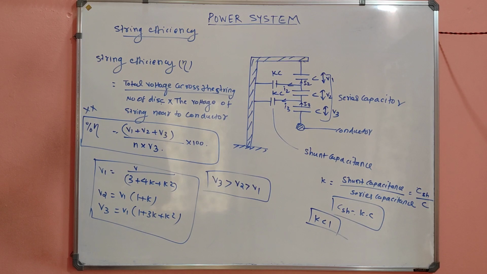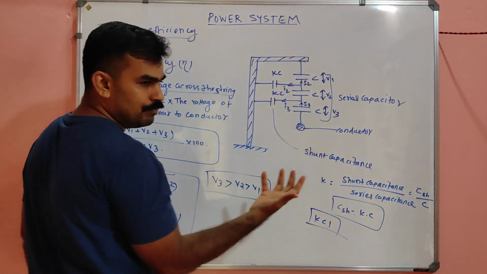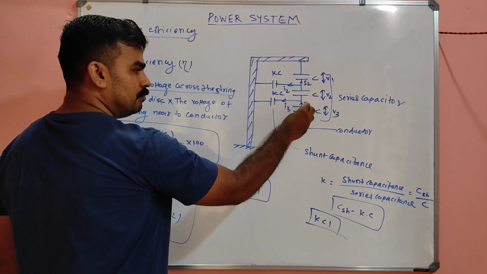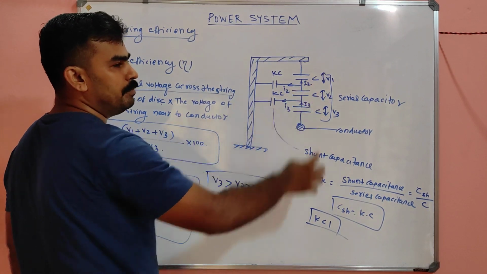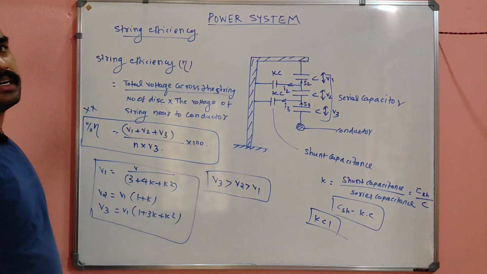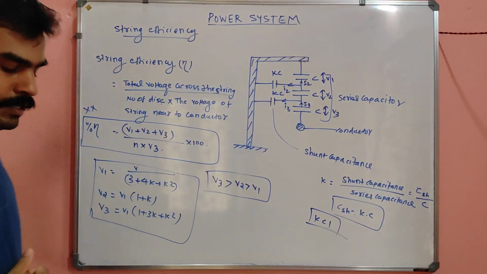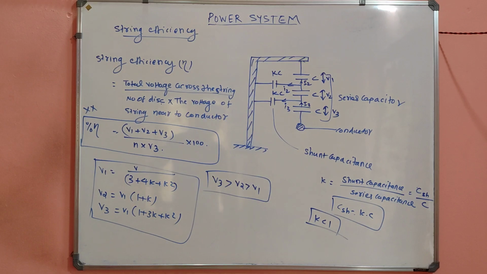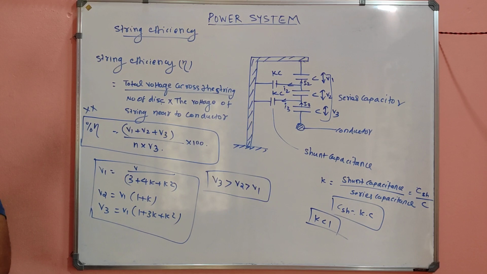Okay, my dears. And I already told you the voltage distribution across the string is not uniform. The maximum stress is faced by the disc near the conductor, and the minimum stress is faced by the disc away from the conductor, or the disc directly connected to the cross arm. That also you should note. Okay, let's do a question so that these things will be very clear.